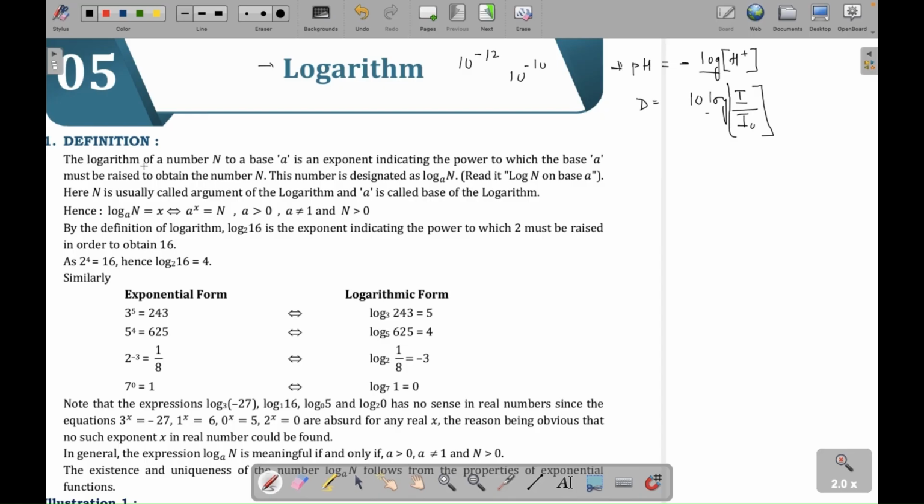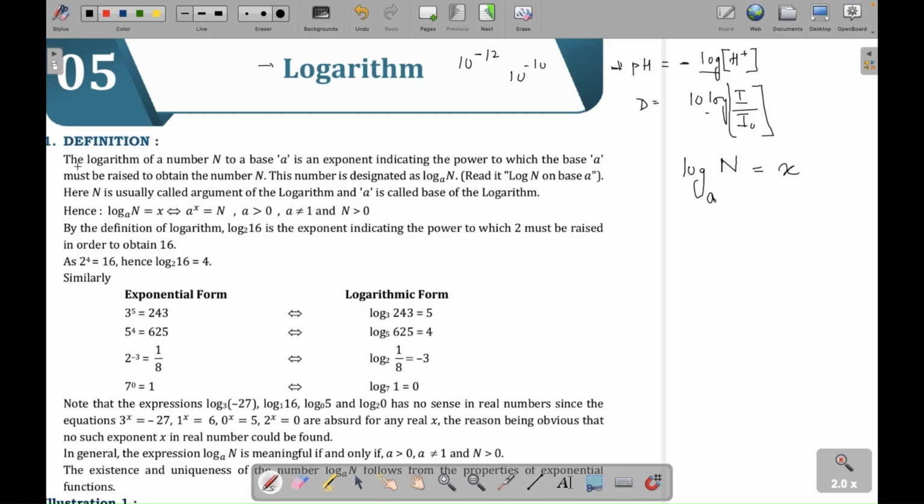Okay. So the log of a number n to a base a. There are three components. You have log, which is the function. Then you have n, which is known as the argument, the number. And then you have a, which is known as the base. One is the log, which is the function, n is the argument or the number, and a is the base. Let us say the result is x.